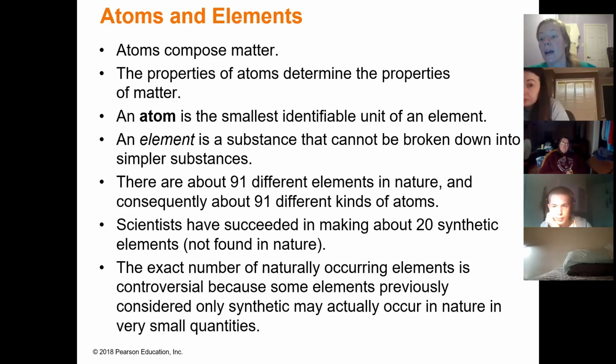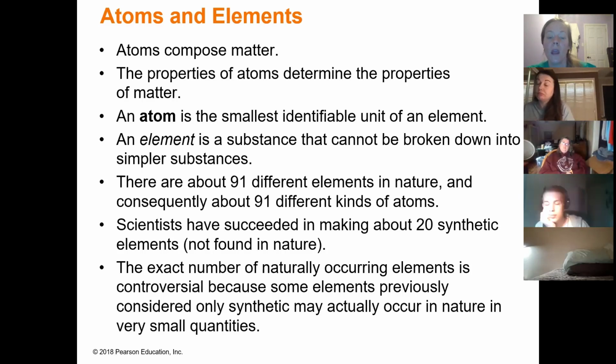If I was to take the carbon atom and slice that thing in half, it would no longer be carbon. It would be protons, neutrons, and electrons. An element is a substance that can't be broken down into simpler substances. So if you have a hunk of gold, I can't break that down into anything simpler through a chemical reaction. It's just going to be gold. If I cut it in half, it's still gold, right?